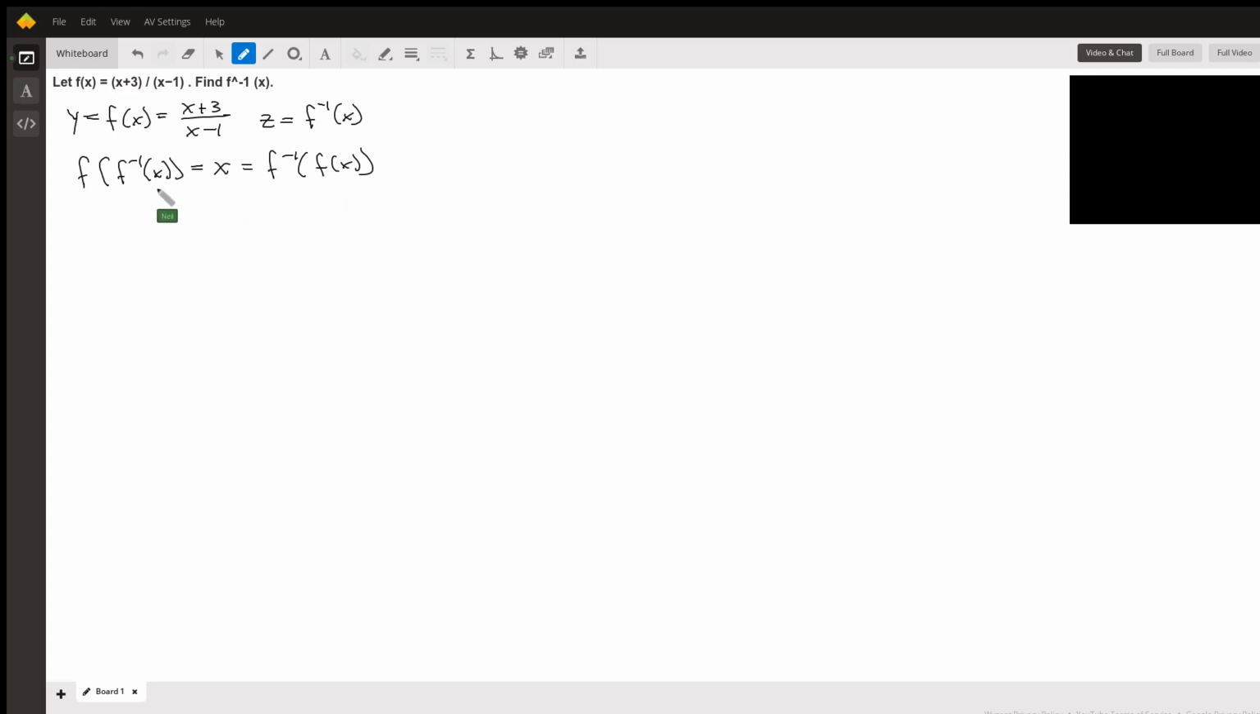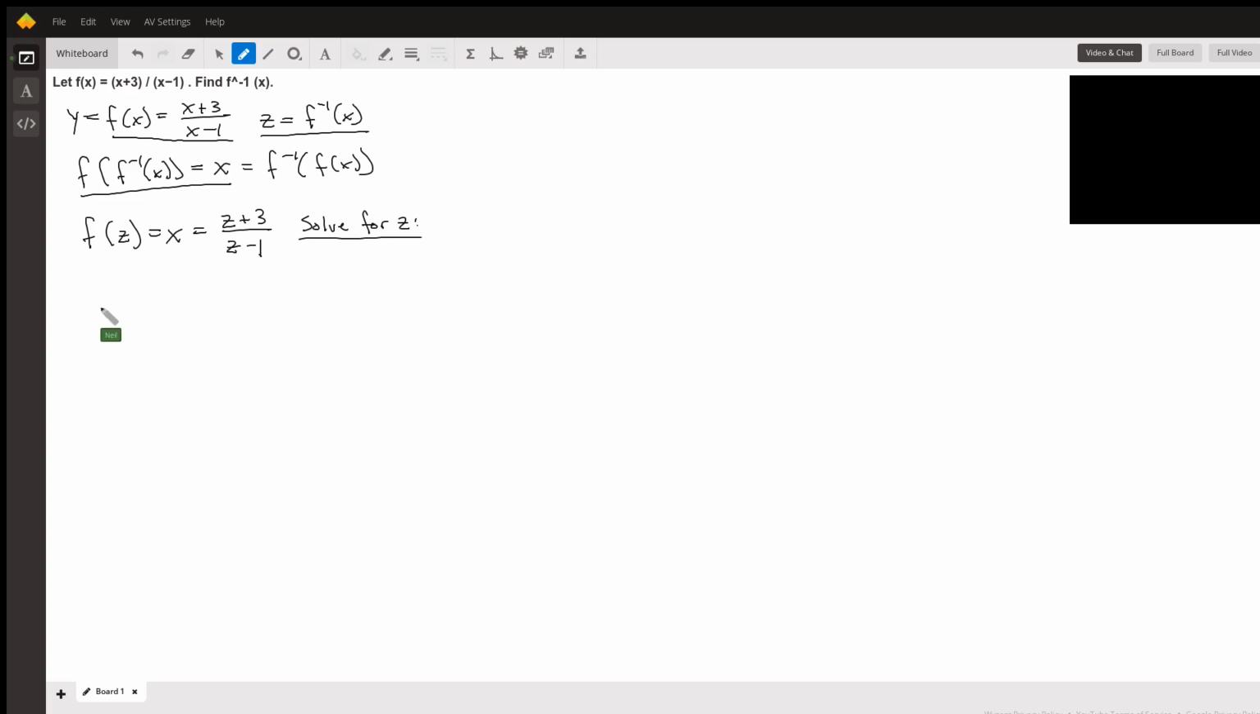So we can take this and this and use them both. We can say f of z equals x. And we know what f of x is. We know that f of x is this quantity right here. So f of z is going to be the same thing, but with z's instead of x's. So we're going to do z plus 3 over z minus 1. And what we're going to do is solve for z.